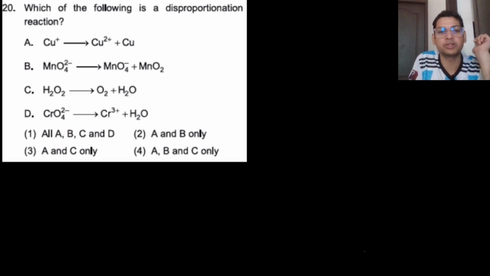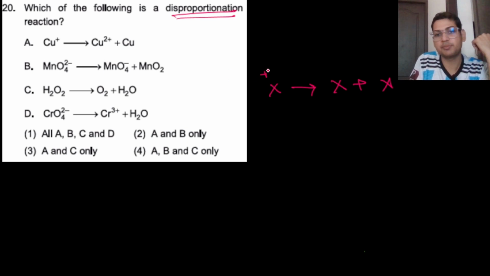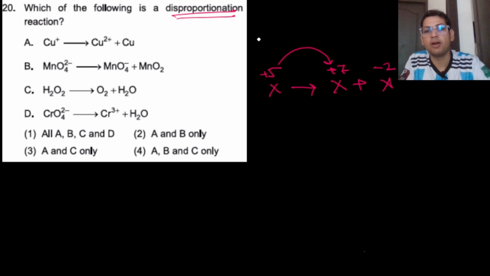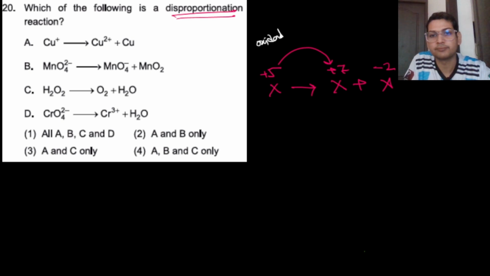This is quite a good question, I can say. Disproportionation. Disproportionation meaning what? Suppose you are having X in a compound and from there you are getting X plus X. Here X was suppose in plus 5 state. From plus 5 state it is going to plus 7 state and also going to suppose minus 2 state. So you see plus 5 to plus 7 when it is going, then I can say oxidation number increases.